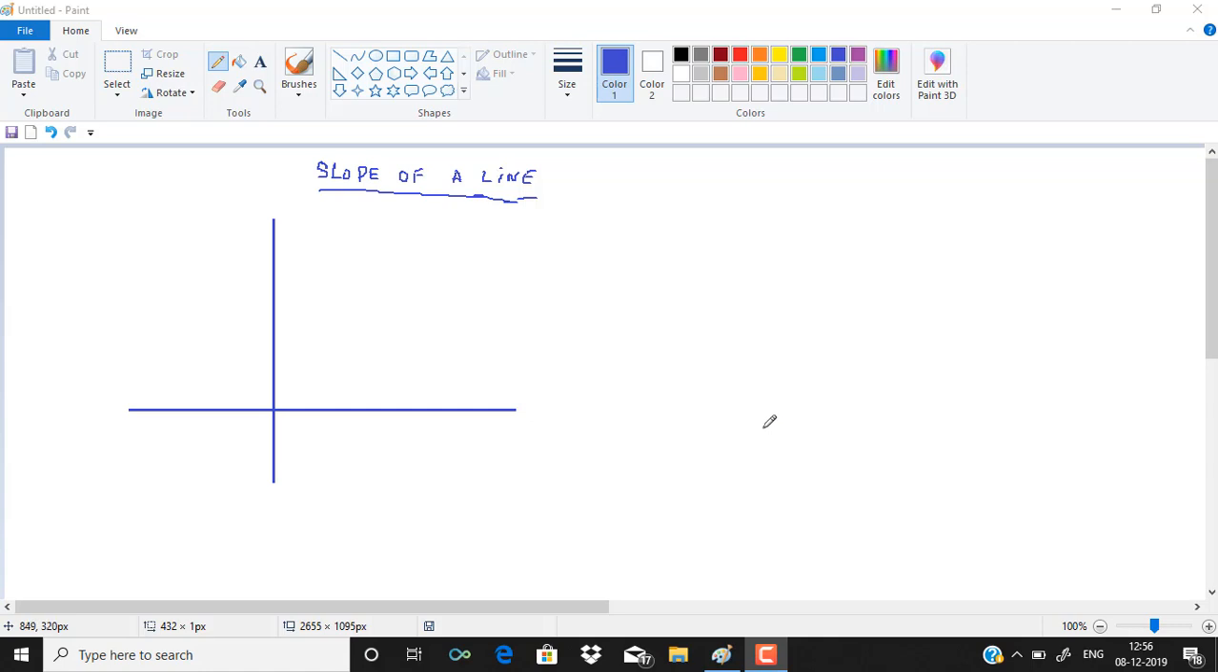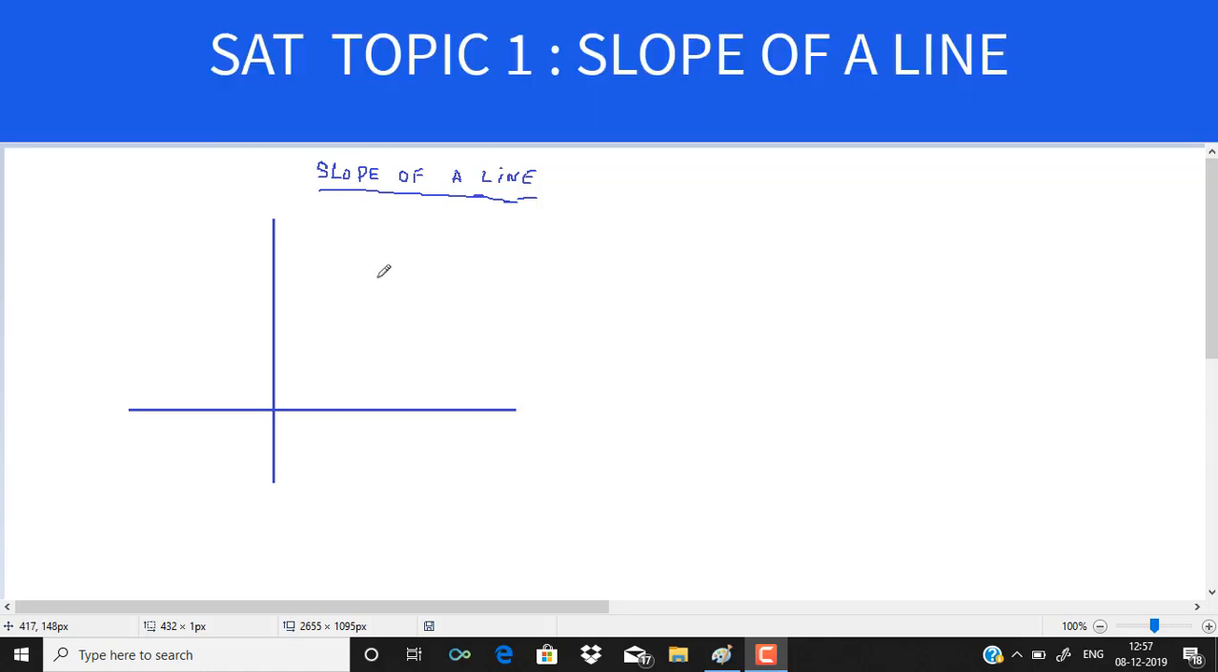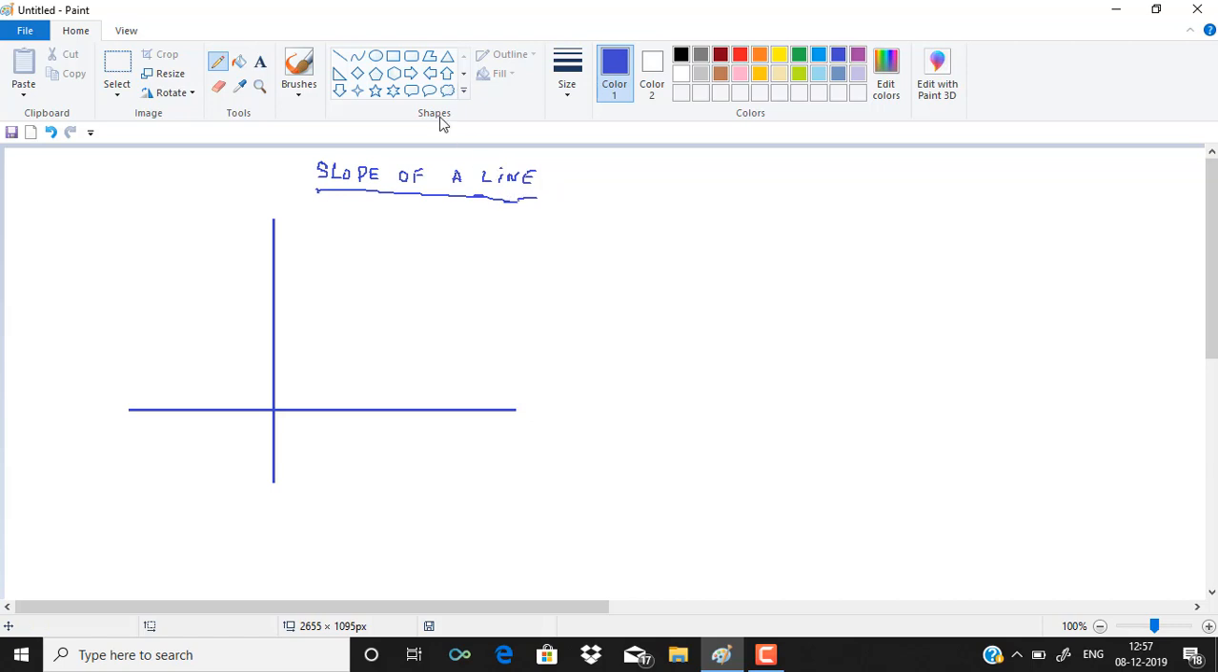So today we will be doing SAT, and the first topic is slope of a line. Now see, if we consider a line in this coordinate system, and what is basically a slope. See, if I take any 2 points on this line, say x1 y1 and x2 y2, then slope of a line is defined as y2 minus y1 over x2 minus x1.